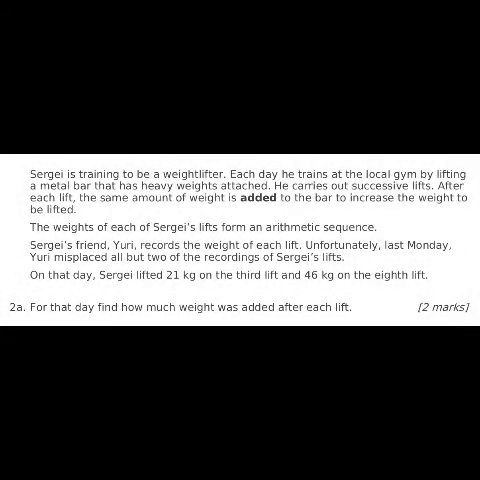Sergey is training to be a weightlifter. Each day he trains at the local gym by lifting a metal bar that has heavy weights attached. He carries out successive lifts. After each lift, the same amount of weight is added to the bar to increase the weight to be lifted. The weights of each of Sergey's lifts form an arithmetic sequence. Sergey's friend, Yuri, records the weight of each lift. Unfortunately, last Monday, Yuri misplaced all but 2 of the recordings of Sergey's lifts. On that day, Sergey lifted 21 kilograms on the 3rd lift and 46 kilograms on the 8th lift. For that day, find how much weight was added after each lift.